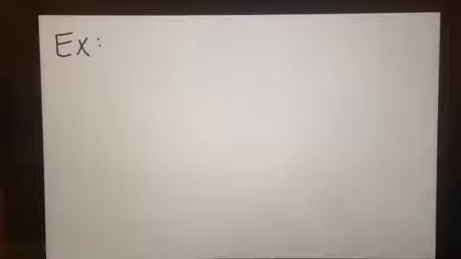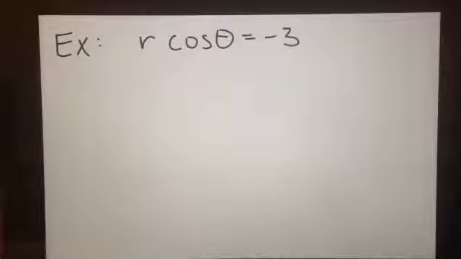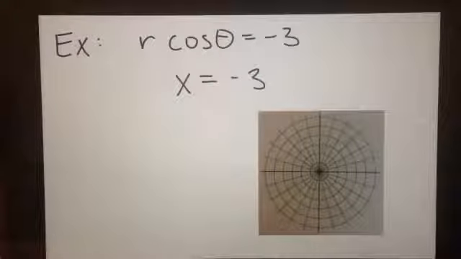We might also have equations like r cos theta equals -3, and then we just have to remember that r cos theta is kind of like an x. This is like x equals -3, and so in rectangular form, that's just a vertical line. So we're just going to go to -3, which is right there, and draw a vertical line. And the only difference is we're drawing it on a polar graph instead of a rectangular graph.